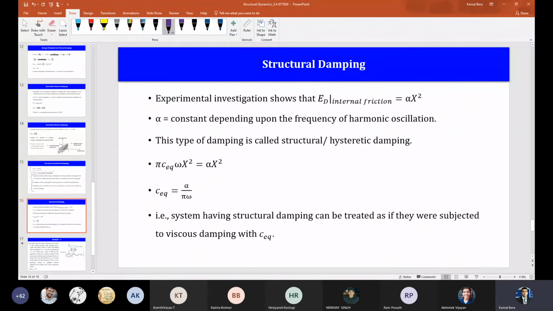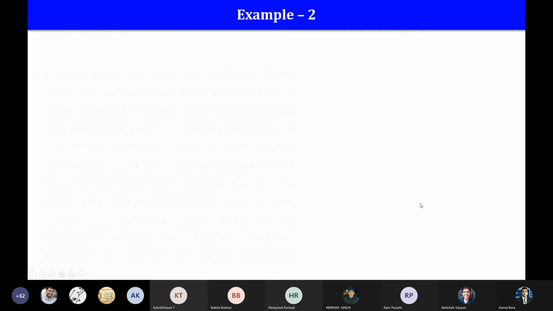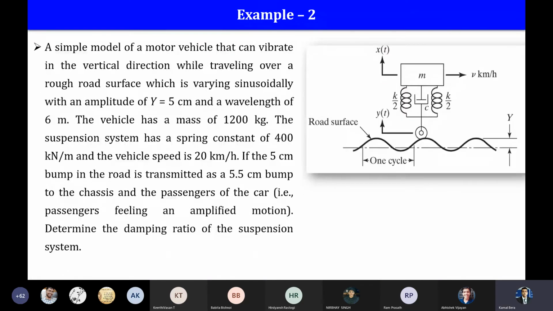Now we'll solve one problem. It's a very good problem. Try to solve it. You'll find this type of example in books also. I could have started the next topic, the same chapter, but let's see some problem that needs to be solved. It's good for you.